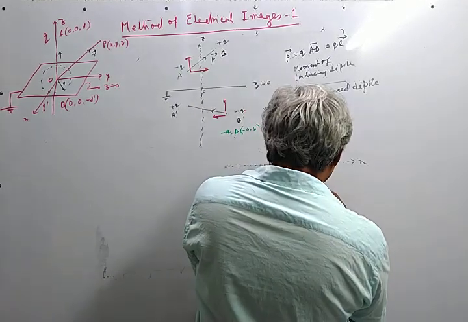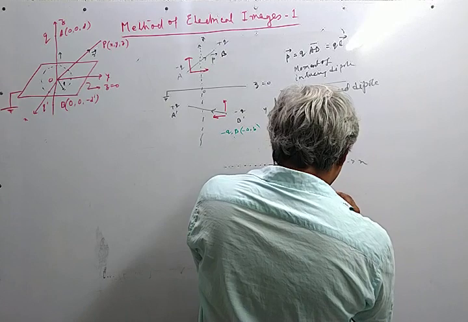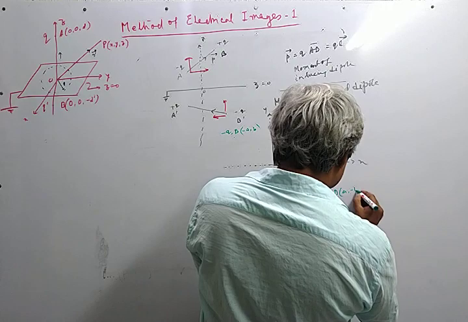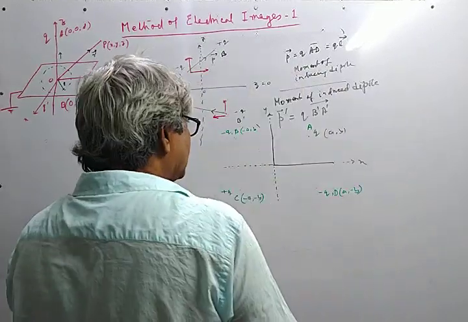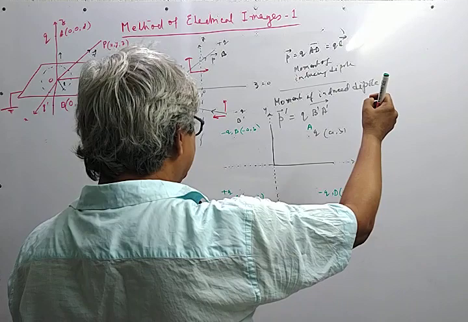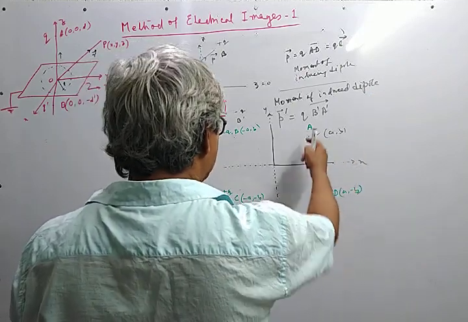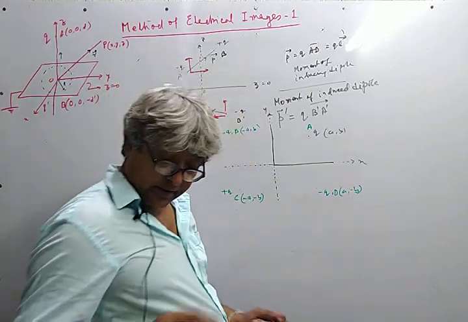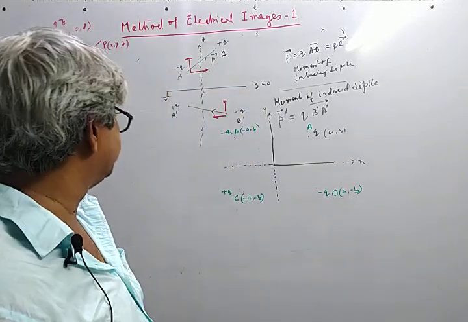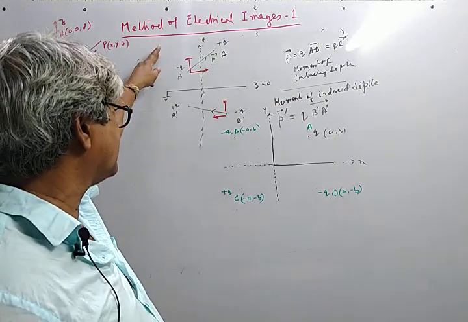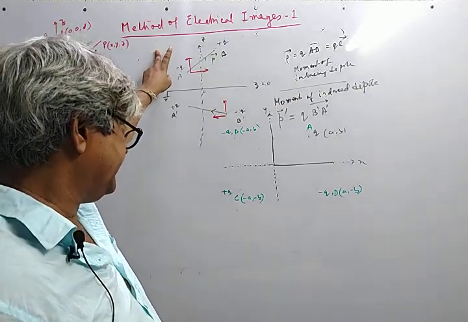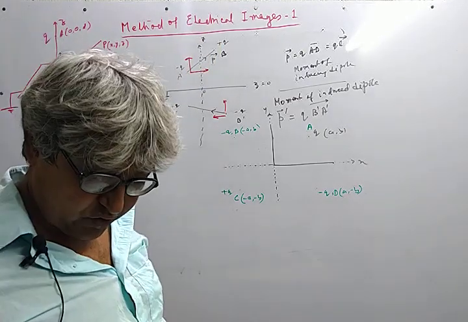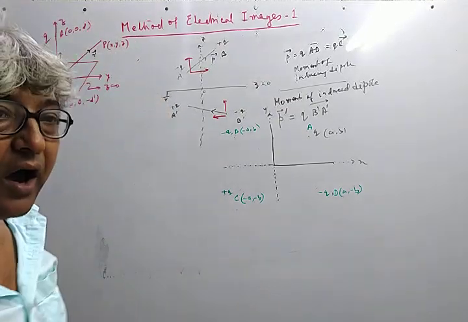This point will produce an image charge minus Q located at D, where the coordinate of D will be A, minus B. So if we want to consider any point in here, it will be a combination of the potential produced by all these four charges. That's all with image charges in connection with the grounded conducting plate. In the next session, we shall apply this method to a point charge in front of a grounded conducting sphere.